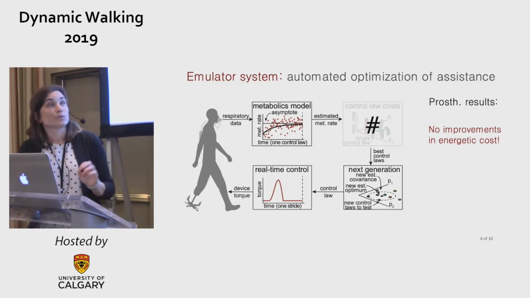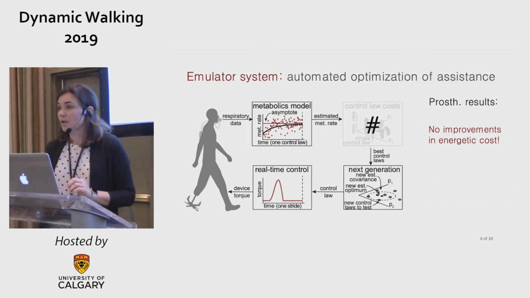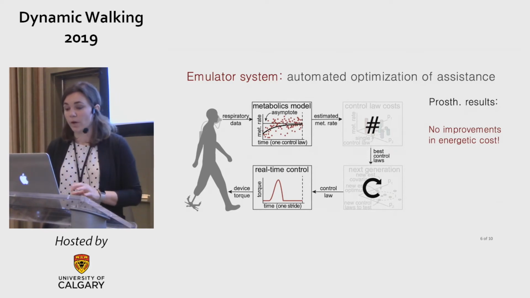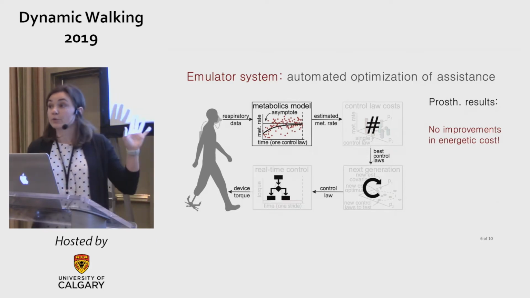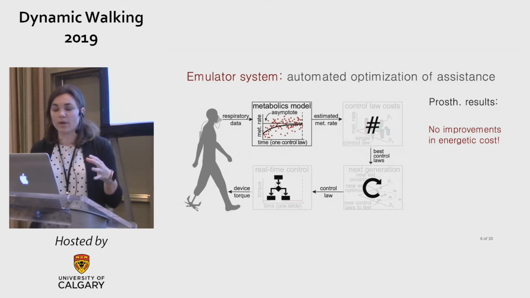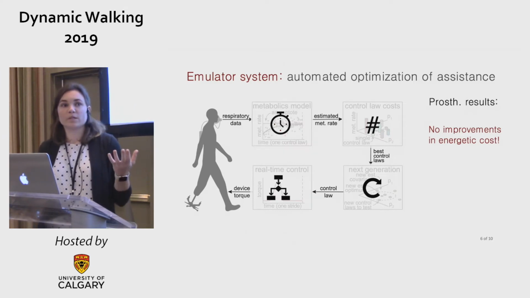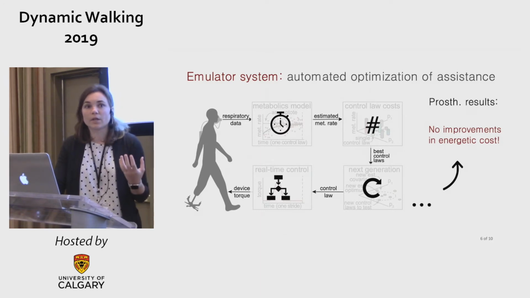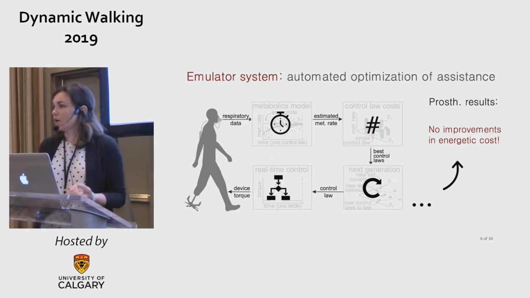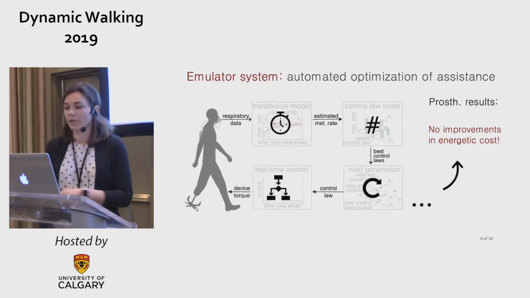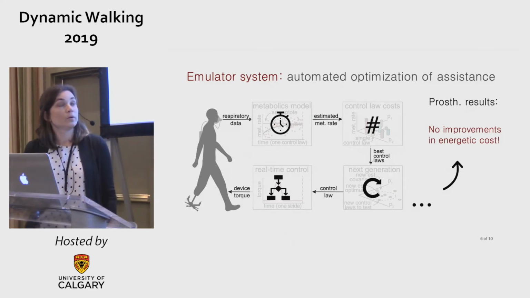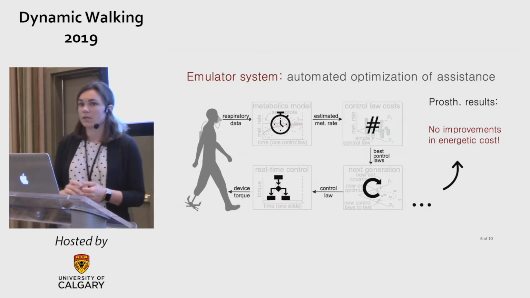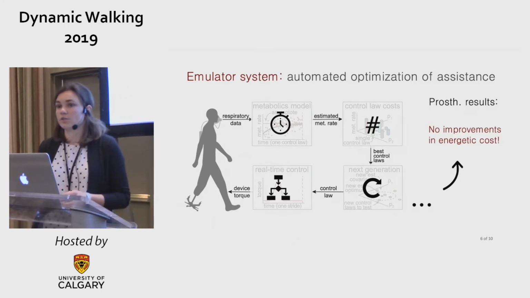So we tried a lot of things. We tried increasing the number of control laws. We tried increasing the number of generations we let the system optimize for. We tried changing the controller architecture that we optimized, or letting people experience each controller for longer durations, but still none of those really affected energy cost. We couldn't really optimize. And so we thought, well, why is it that people with amputation don't seem to be able to take advantage of this assistance?